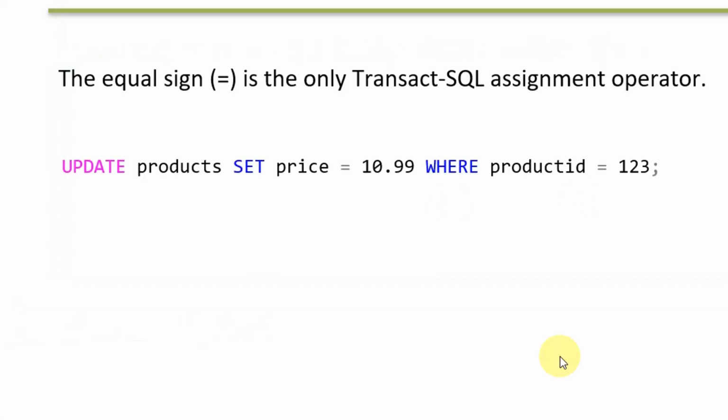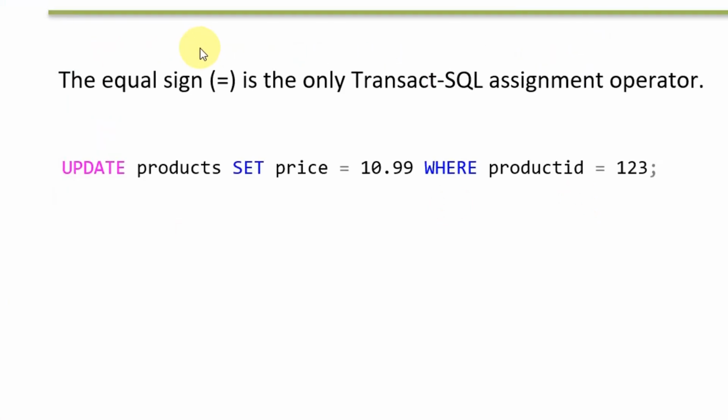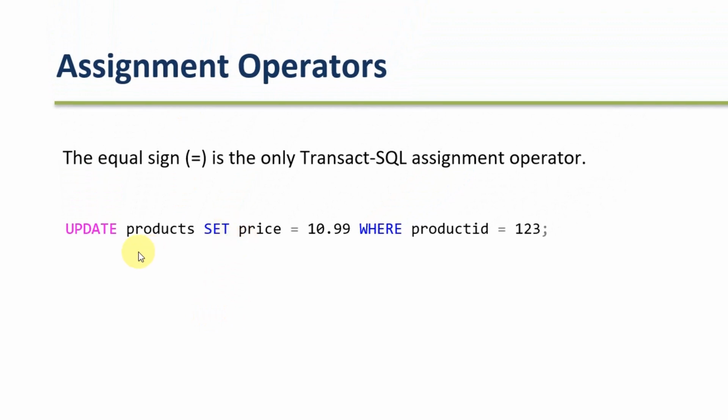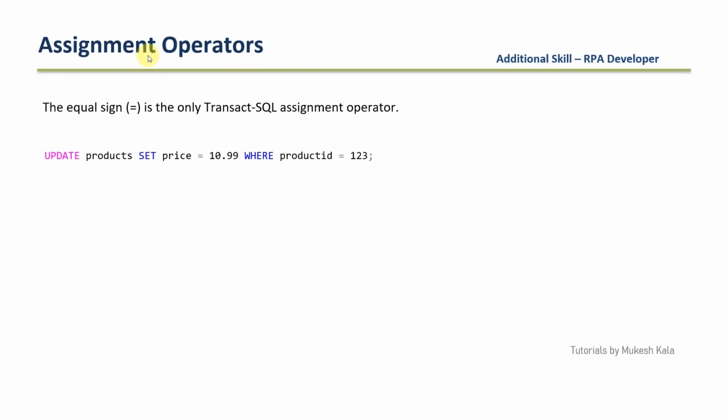Simple, right? Similarly, you can use this assignment operator while setting the price. If you remember, when we were doing the CRUD operations, which we have already covered in the previous videos, we were using an update statement where update set price equal to this. So this equal to again is an assignment operator. You only have one assignment operator available, which is the equal to. And this was the last operator which I wanted to cover today.